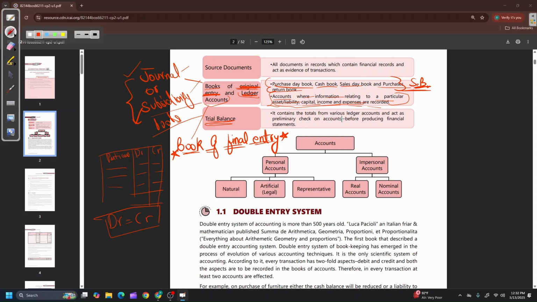It contains the total from various ledger accounts. For example, if I wrote, let's say, 5 lakh in cash, I'll get that 5 lakh of cash from my ledger, and it acts as a preliminary check on accounts before producing financial statements. So basically, we make a ledger so there is accountability and a check, and here we get the amount of the particulars that we use in our trial balance. That much only it is. It's nothing very serious or hard.